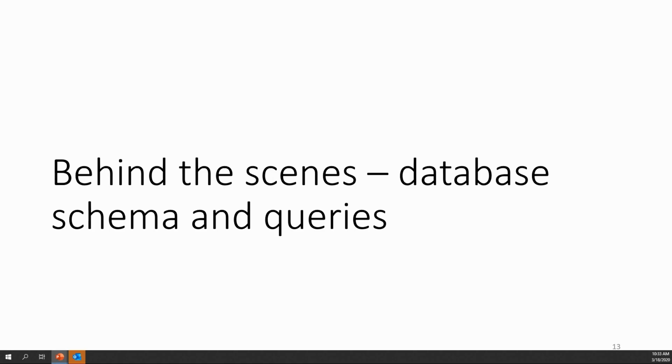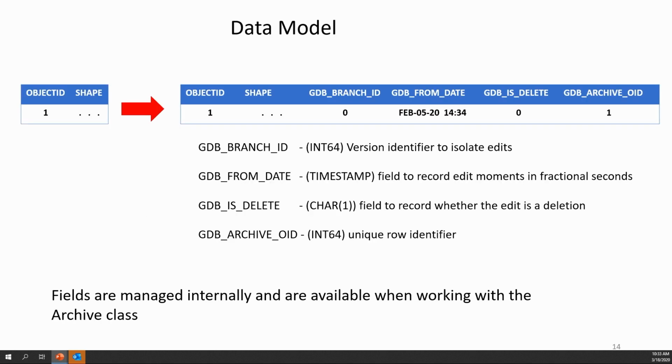Okay, so we're going to talk about the schema and the database queries that power branch versioning. The data model that we use, like Annie said, is based on time. We use several fields to manage an edit. An edit is based upon a moment in time, which is our GDB from, and its status, whether it's deleted, inserted, or updated, which is the GDB is delete. And we add to it a unique archive OID, which is the unique row identifier to keep the rows separate. The reason for that is that we build indexes on them, and they're primary key indexes, and that key allows us to make these indexes unique.